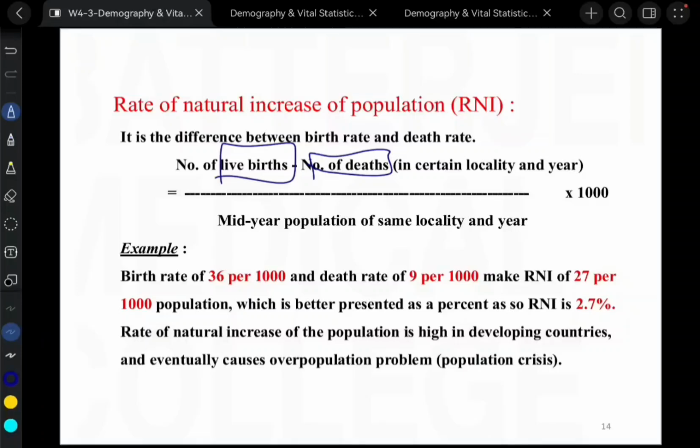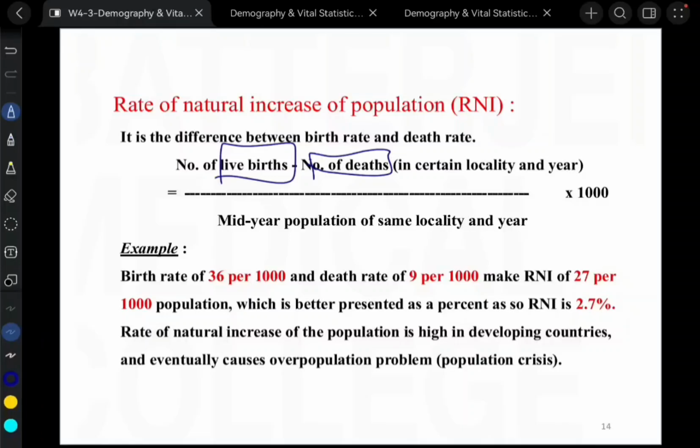The natural rate of increase of the population is high in developing countries and eventually causes an overpopulation problem, which is a population crisis. Again, the rate of natural increase of population is high in developing countries, so there are more births than deaths, and eventually that causes overpopulation. That will also cause a population crisis, like problems due to overpopulation.